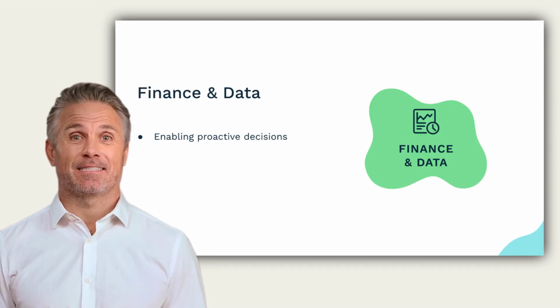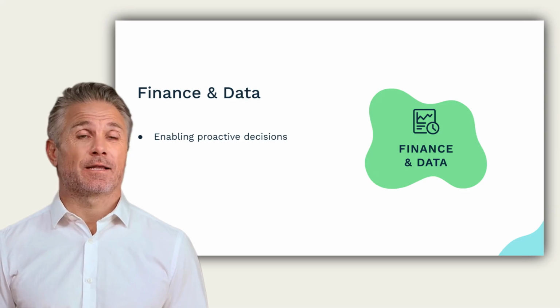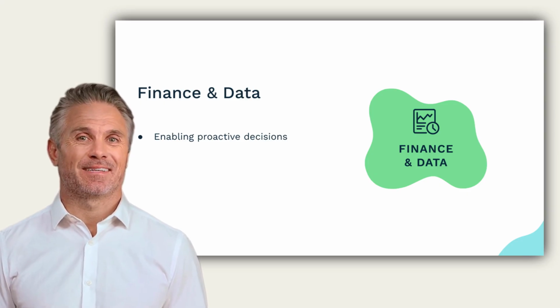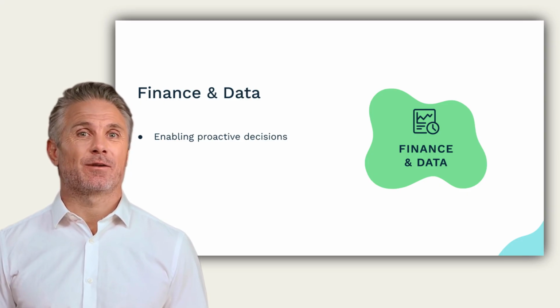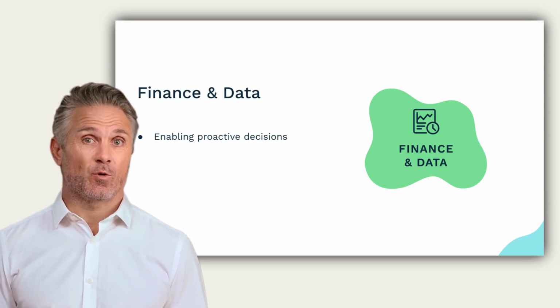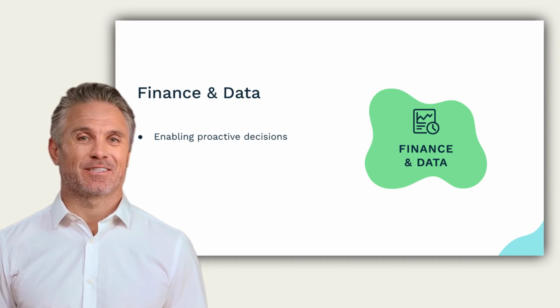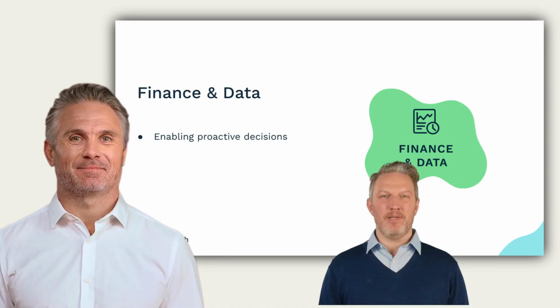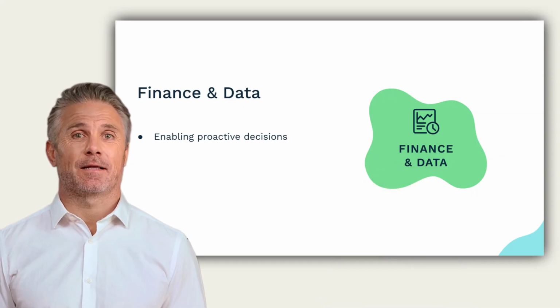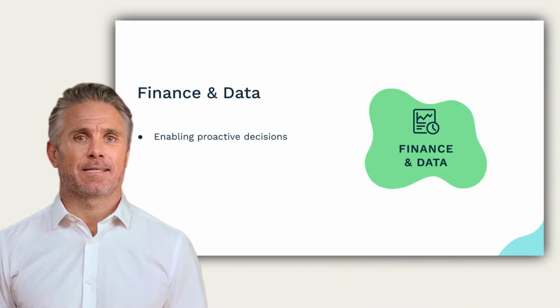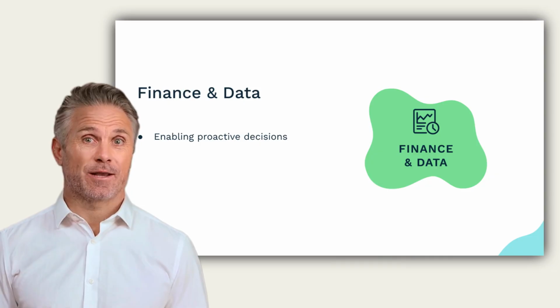Next up is finance and data, and this one's all about enabling proactive decision-making. If your finance function is primarily looking in the rearview mirror, just reporting what already happened, that's pretty common in small and mid-sized businesses. But it's not going to get you ahead. Yeah, Sam has a lot of KPIs he's tracking. Yeah, and most KPIs being tracked are lagging indicators. They tell you what already happened.